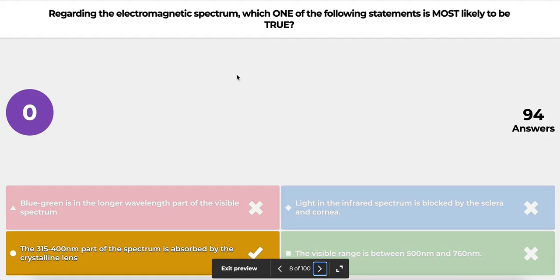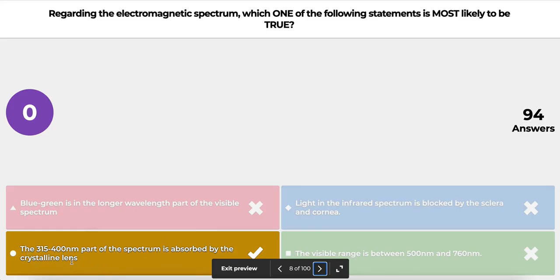So why are the other options wrong? Blue-green waves are in the shorter wavelength part of the visible spectrum, contrary to red. And light in the infrared spectrum is not blocked by the sclera and cornea; it is not absorbed by the cornea, so it reaches the lens and the retina, causing a famous problem called solar retinopathy. That is why we are advised to avoid looking at the sun during an eclipse, to avoid exposure to infrared rays which can penetrate through the cornea and ocular media, reaching the retina and causing a foveal burn.